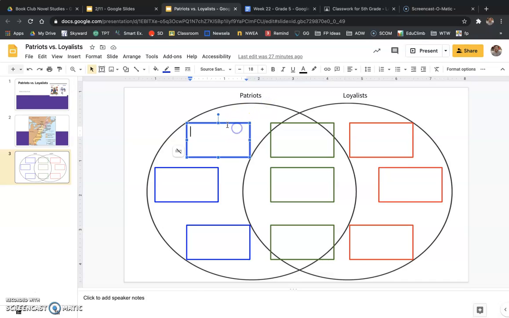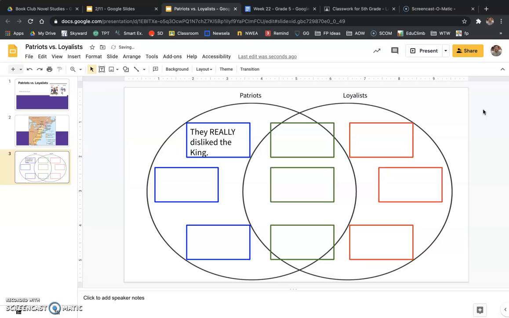The first thing about the Patriots that is important: they really disliked the king. They thought the king was some fancy guy who had no idea what they were going through, who didn't care about them. He was taxing them for no reason, and they didn't even live by the king. They thought it was super unfair. They really disliked the king.